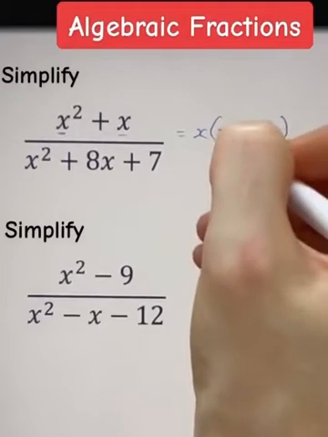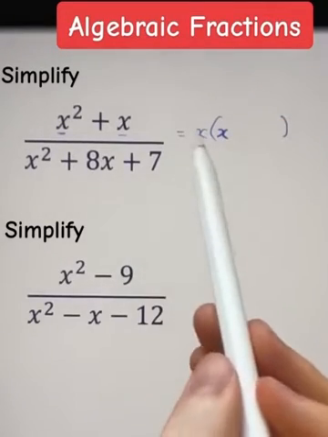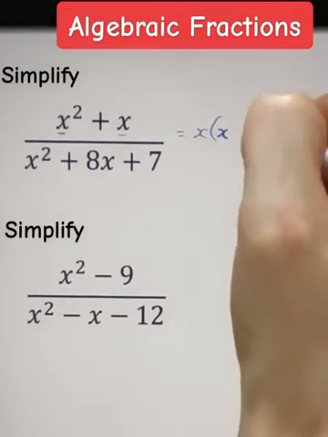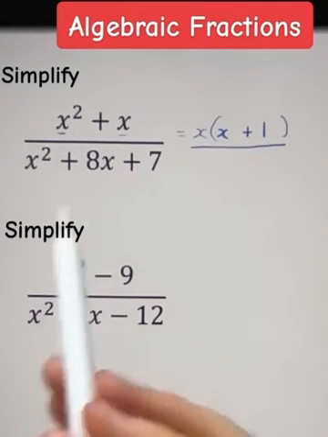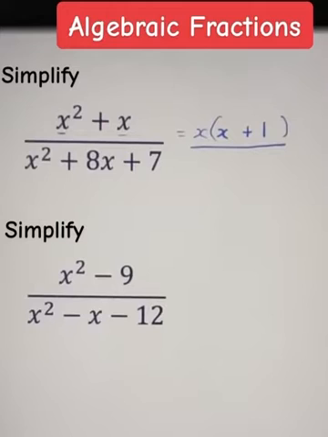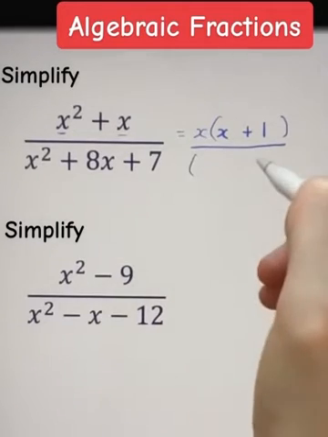To get back to x squared, I'm missing x. What do I times x to get back to 1x? I'm simply missing plus 1. On the bottom, as we've got three terms, it's going to factorise into what's commonly referred to as double brackets.